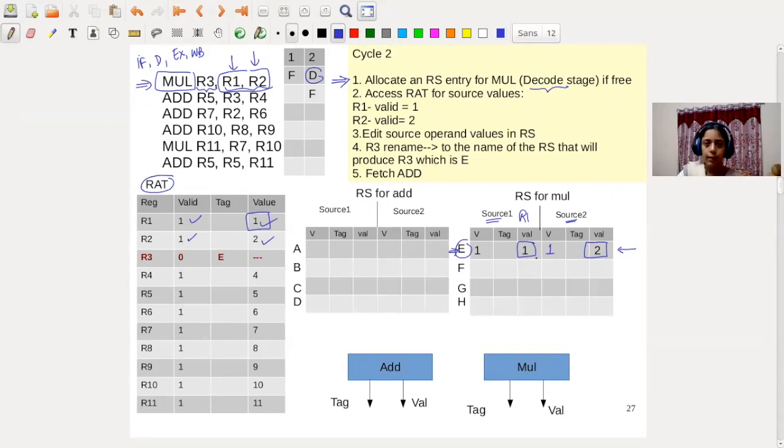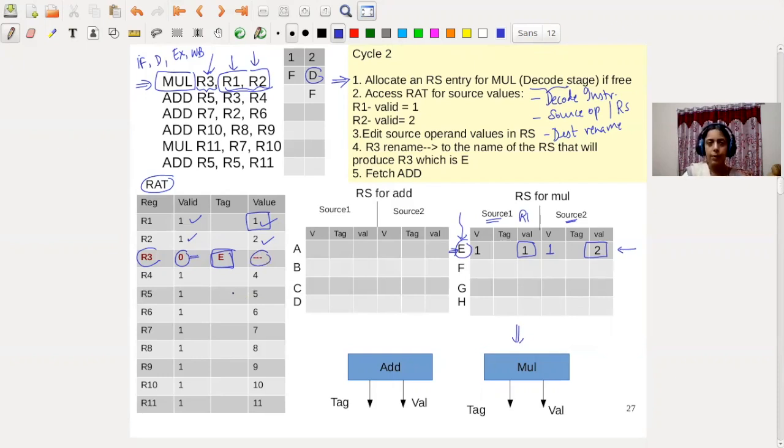Now the next thing to do is to rename the destination. The destination rename also happens in this same stage. Firstly, we decoded the instruction. Secondly, we have read the source operands and allocated an RS entry. And the third step is to do a destination rename. The destination for mul is R3 and it will be renamed to the name of the reservation station. The reservation station is E, and this is the new name for R3. It has been marked as invalid because R3 is yet to be computed by this multiply functional unit, and therefore its value will not be used by any future instruction.